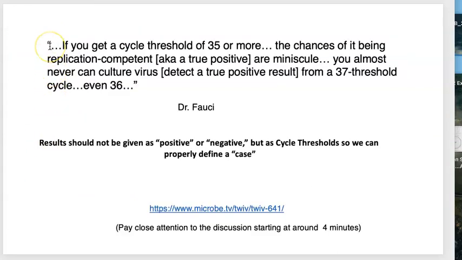If you get a cycle threshold of 35 or more, the chances of it being replication competent, in other words, a true positive, are minuscule. You almost never can culture virus, that is, detect a true positive result from a 37 threshold cycle, even 36. This is from Dr. Fauci himself in this particular interview. So results should really be presented not as positive or negative, but as cycle thresholds, so we can get a properly defined case.